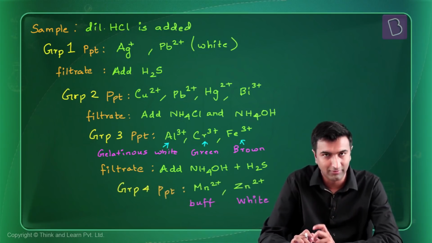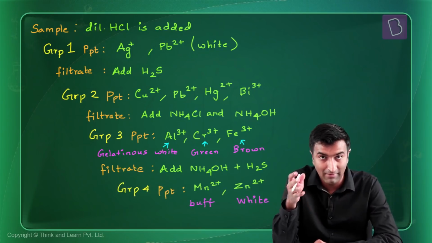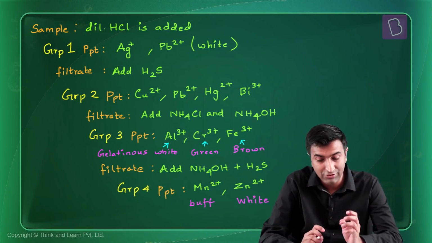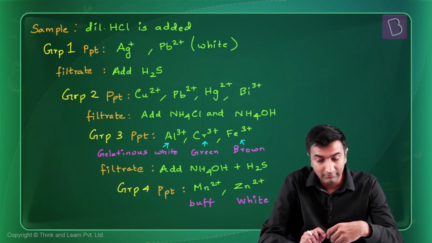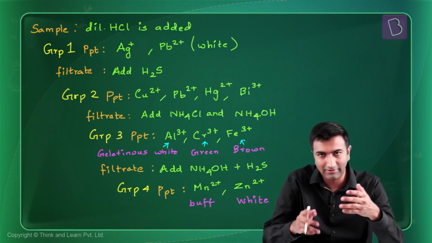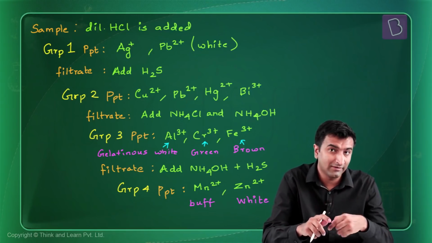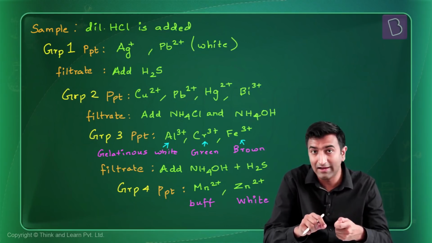Okay, next group, fourth group. We're going to test manganese and Zn2+. We've got NH4OH and H2S. Common ion effect does not exist here. Exact opposite actually. You know what happens? The concentration of OH- is higher than what it should be. The KSP value is higher.